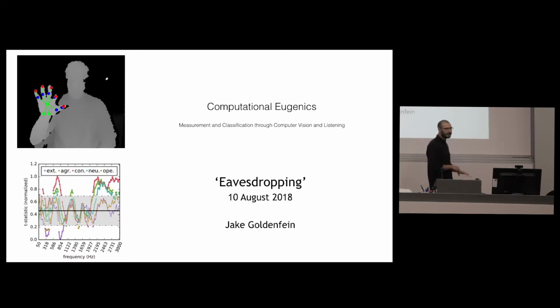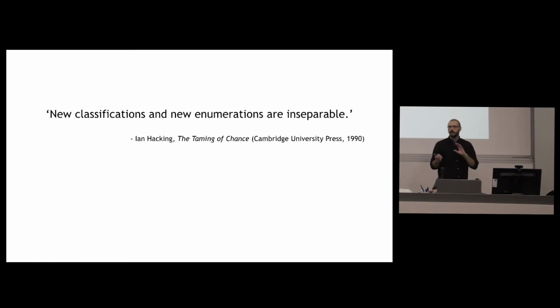So the plan is to discuss a couple of these emerging techniques for classifying people, and then to talk about the technical and epistemological platforms on which they operate. And in order to do this, I need to talk about the relationship between classification and measurement and how they exist in these technical systems.